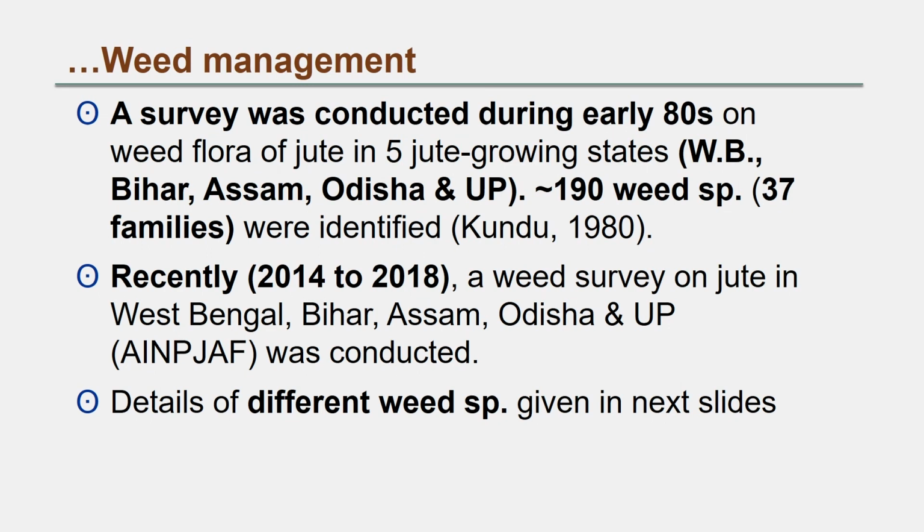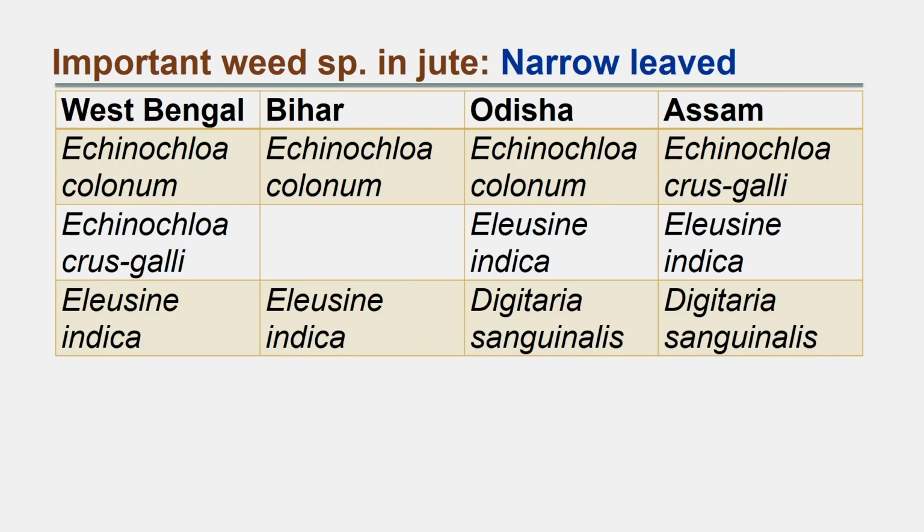A survey was conducted during early 80s on weed flora of jute in 5 jute growing states, West Bengal, Bihar, Assam, Odisha, and more than 190 weed species were identified in different parts of the country. And recently in 2014 to 2018, one survey was conducted on jute in different states of India, and you can see the details, the species. For example, Echinochloa colonum, Echinochloa crus-galli, Eleusine indica, these were the major weeds in different states.